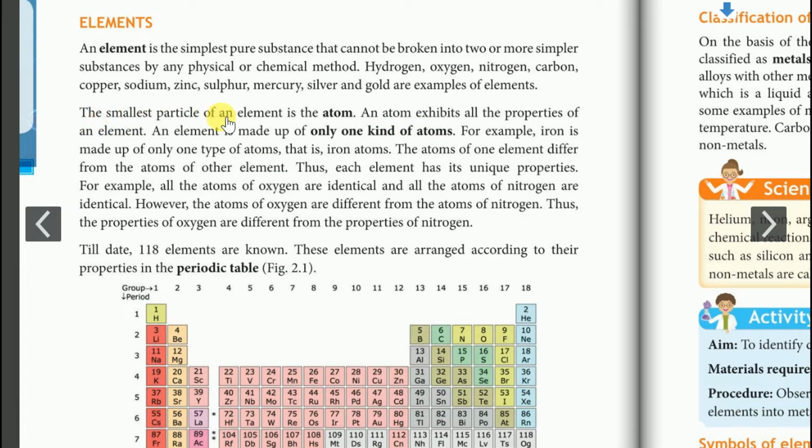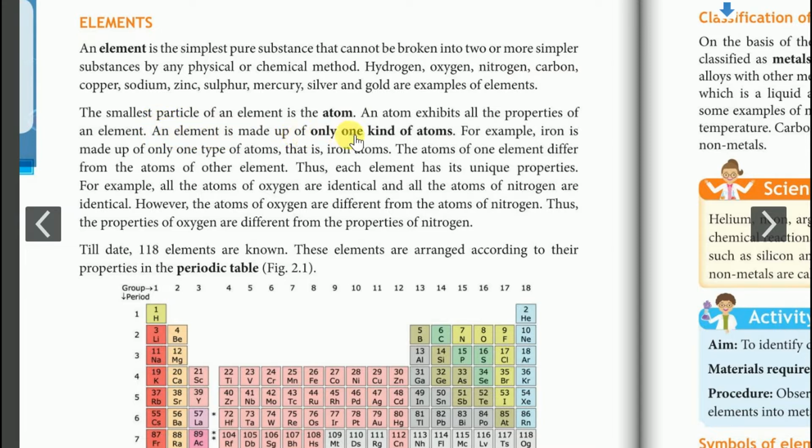The smallest particle of an element is the atom. So what is the definition of atom? The smallest particle of an element. Now, an atom has no independent existence. An atom can't exist freely. It will exist only in the combined state. An atom exhibits all the properties of the element since it is the smallest particle of that element.